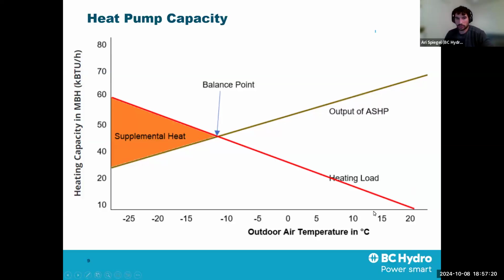So say when it's 20 degrees, actually, can you see my mouse pointing to, is there a pointer on this? Let me see, hold on, bear with me one second. Let's see what we're talking about.